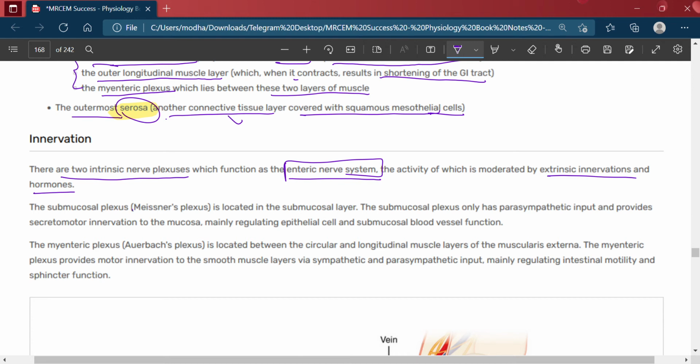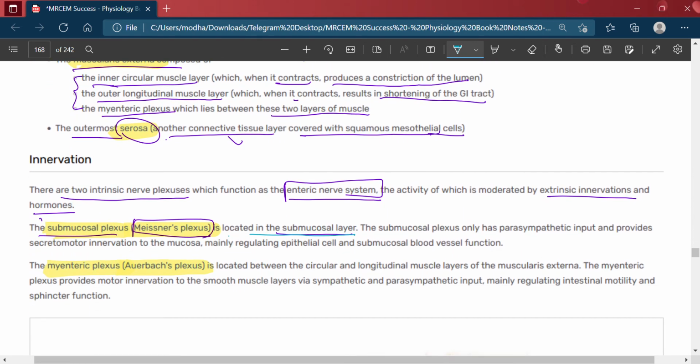The submucosal plexus, Meissner's plexus, is located in the submucosal layer, the second layer. There is also the myenteric plexus, or Auerbach's plexus. The submucosal plexus only has parasympathetic input and provides secretomotor innervation to the mucosa, mainly regulating epithelial cell and submucosal blood vessel function.